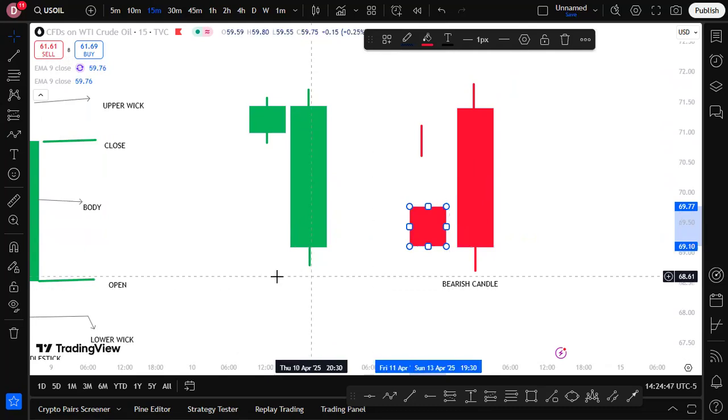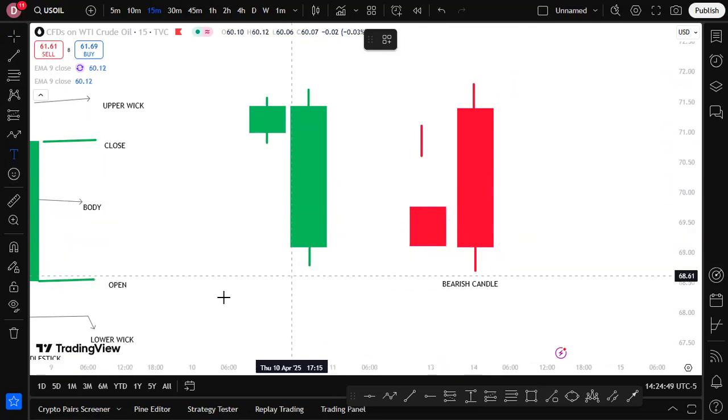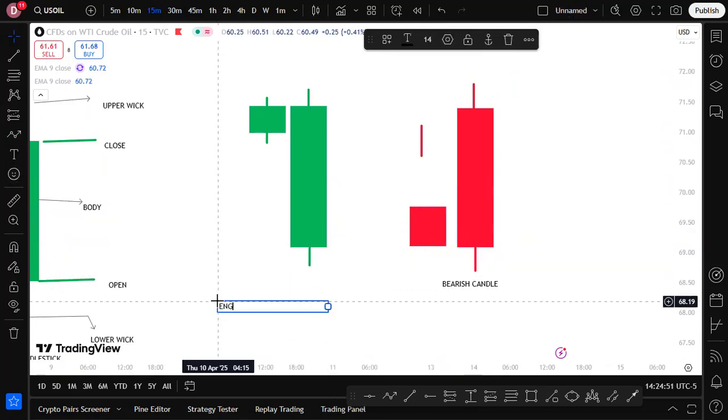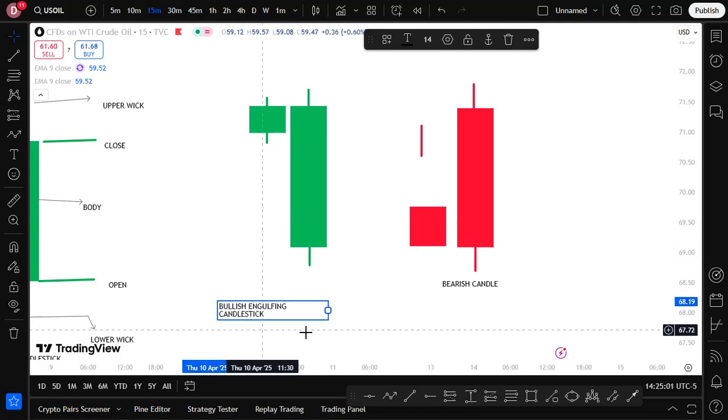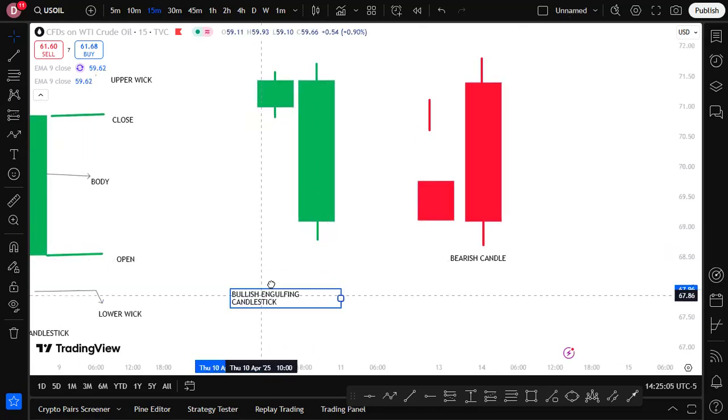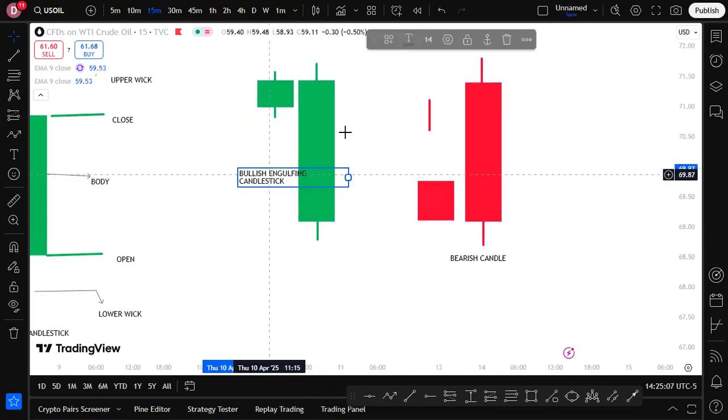So let me write this. Here is an engulfing candlestick. Bullish engulfing. So here is our bullish engulfing candlestick.